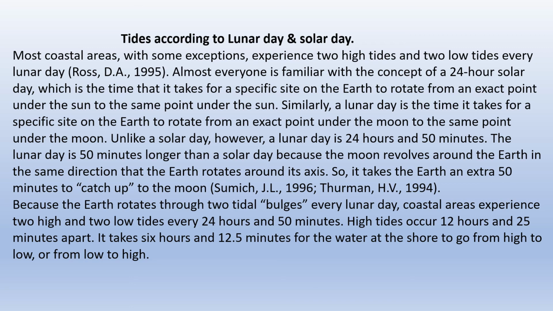Similarly, the lunar day is the time it takes for a specific site on the earth to rotate from an exact point under the moon to the same point under the moon. Unlike the solar day, however, the lunar day is 24 hours and 50 minutes. The lunar day is 50 minutes longer than the solar day because the moon revolves around the earth in the same direction that the earth rotates on its axis. So it takes the earth an extra 50 minutes to catch up to the moon, and therefore we say that it takes an extra 50 minutes.